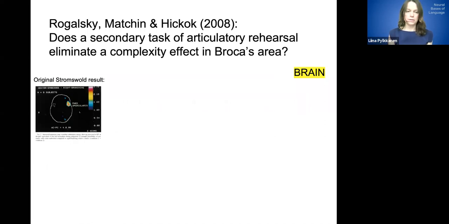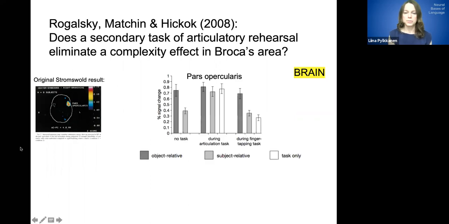So you're just pressing a button if the sentence makes sense or not. A pretty common task. So here's just a reminder of the original Strom-Swold result. Okay, so you get more activity for the harder structure, which would be the object relative structure here. So now we're interested in measuring Broca's area activation. And again, we have the dual task manipulation going on. And so this is now exactly the same region that Strom-Swold identified in the original study.